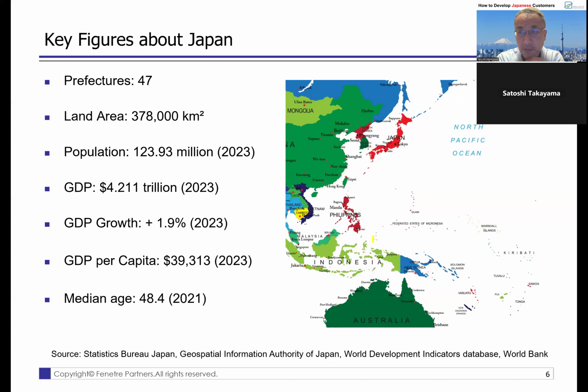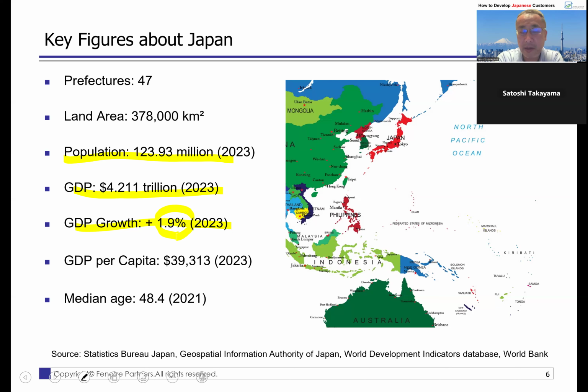So let's start from some key figures about Japan. Japan has a big population and the GDP is also big. However, Germany took over Japan last year. Now, Japan is ranked world number four, but still, the economy size is big. And the GDP growth is stable or almost no growth in the past few decades. Actually, this figure 1.9 looks higher than usual because our economy is recovering from the damages caused by COVID. But you should not expect a few percent growth.